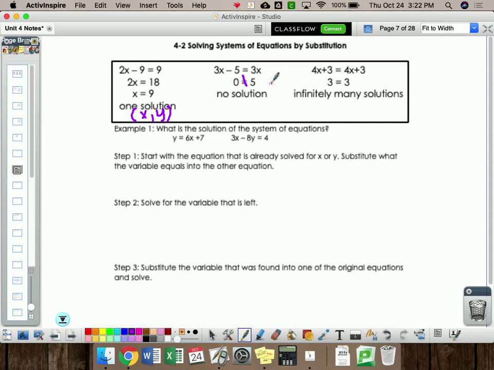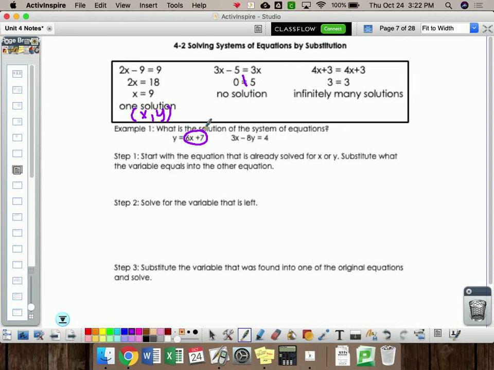So we have y equals 6x plus 7 and 3x minus 8y equals 4. Our step 1 says start with the equation that is already solved for x or y. So we're going to start with this equation right here that says y equals 6x plus 7. And it tells us to substitute the variable that it equals into the other equation.